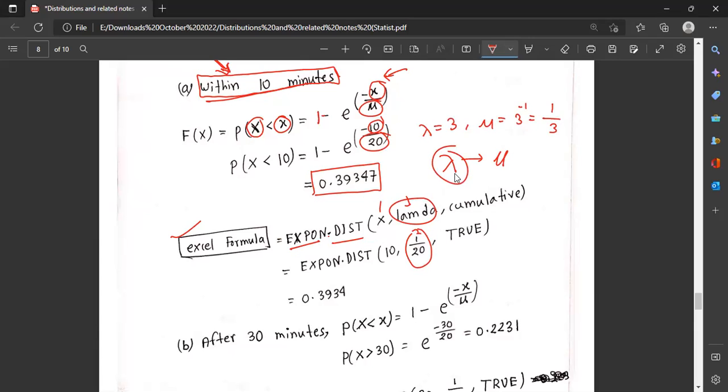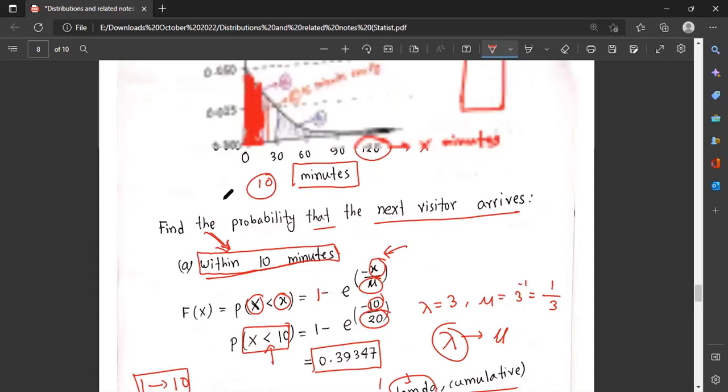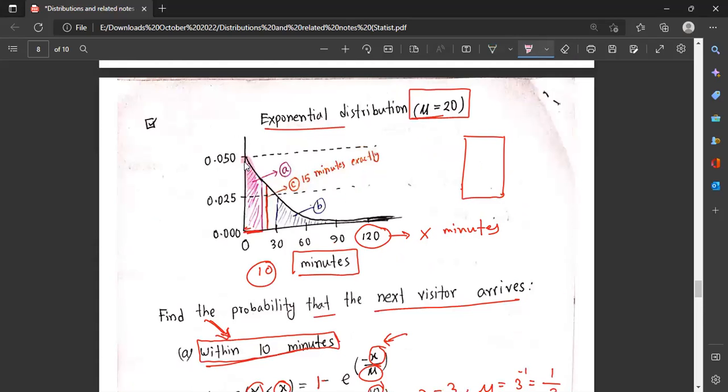Here it is lambda, one over mu, not one over lambda. And then for the cumulative distribution, we are interested in a region where x is less than 10, that means from 1 to 10. It is a region, right? We are not interested in a particular point, but in a particular area, like I have drawn here. So that's why it is the cumulative distribution.